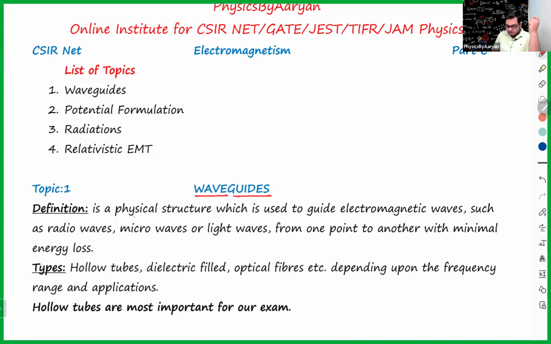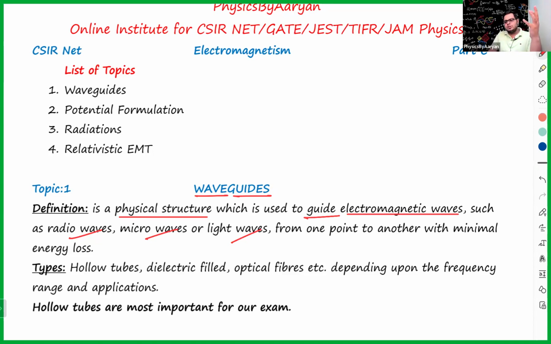Waveguide is a physical structure. It is some sort of a physical structure which is used to guide the electromagnetic wave. What are electromagnetic waves? Radio waves, microwaves, light waves from one point to another without any energy loss or with minimum energy loss. So let's say I want to guide my electromagnetic wave from one point of the earth or one point of the room to another point. So from point A to point B, I want to send my electromagnetic wave.